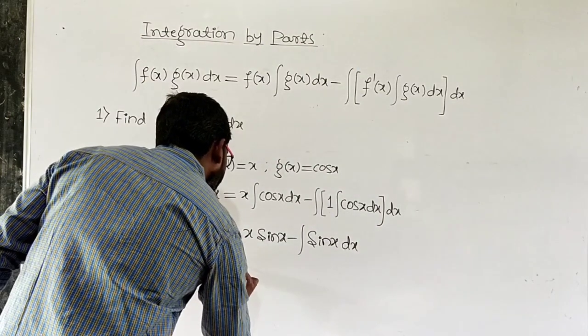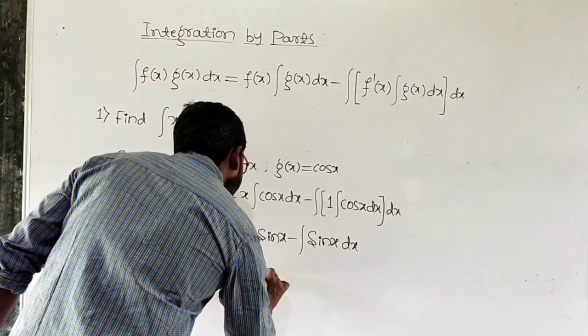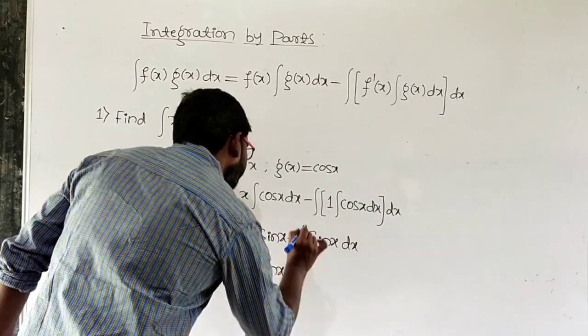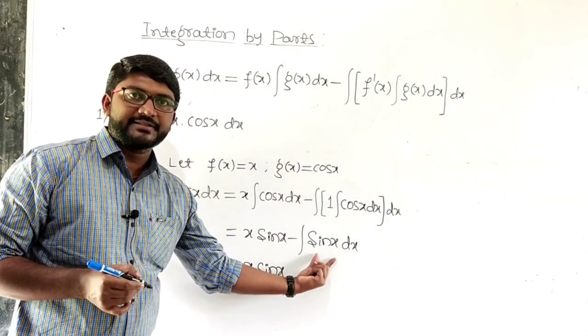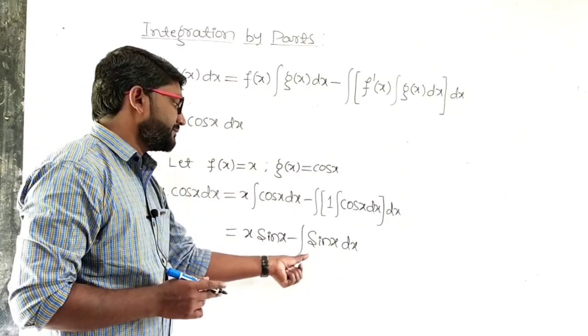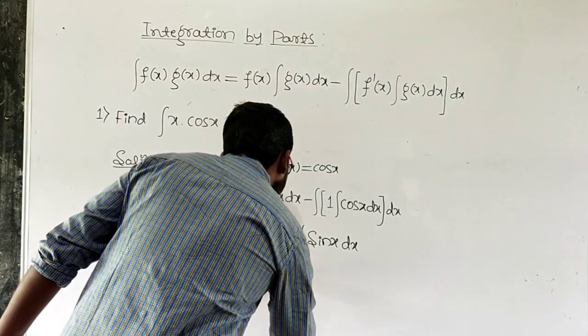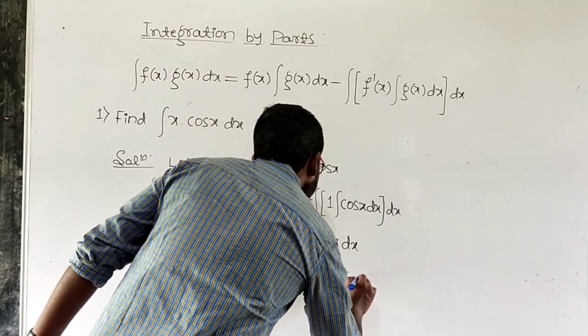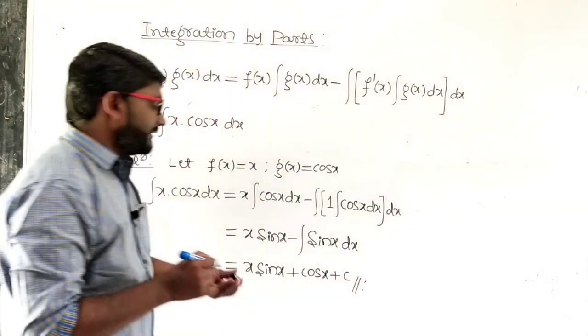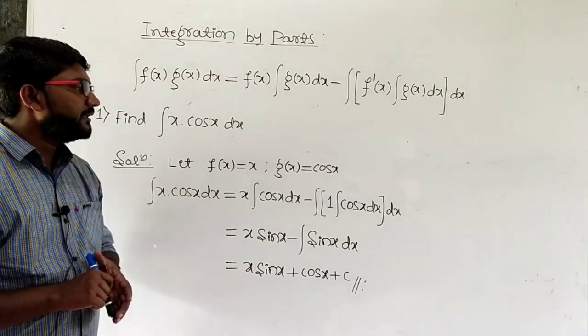Then x sin x. What is the integration of sin x? It is minus cos x. Minus into minus will be plus, cos x plus C. So this is the answer for the first example problem.